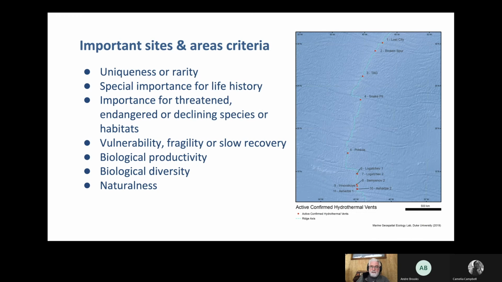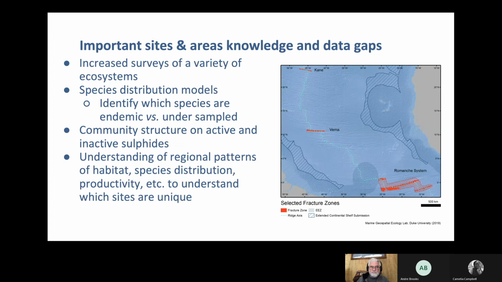When we're thinking about important sites and areas, there's a different set of criteria, somewhat overlapping, but also thinking about more regional focus in terms of biological productivity, diversity, naturalness. So a lot of more comparative information is required, thinking not just about, is this a vulnerable species, but how does this species or site or habitat representation sit in the entire region? Is it one of the most important places? Is it more natural than other places? Is it more productive than other places? So there's a lot of comparative information that's also required.